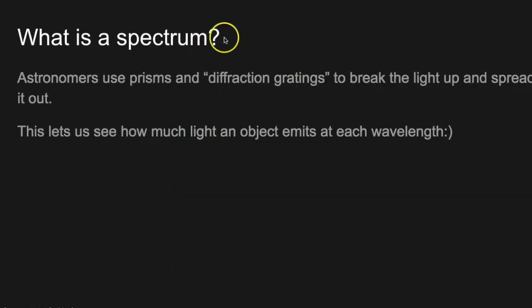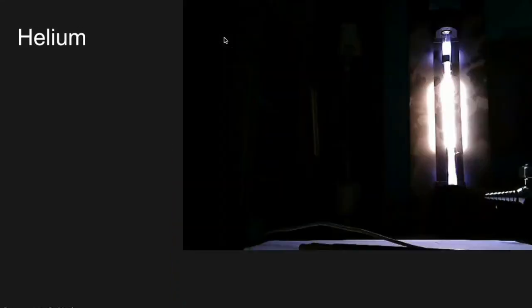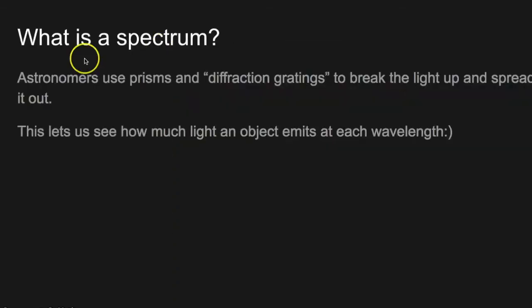So that brings us to what is a spectrum. A spectrum is really when we break up this light and analyze it. So astronomers use prisms and more often diffraction gratings, which is kind of like a prism, to break the light up and spread it out. So instead of seeing the purple hydrogen lamp, we break it up into its individual components, kind of like a rainbow, and see what it looks like.